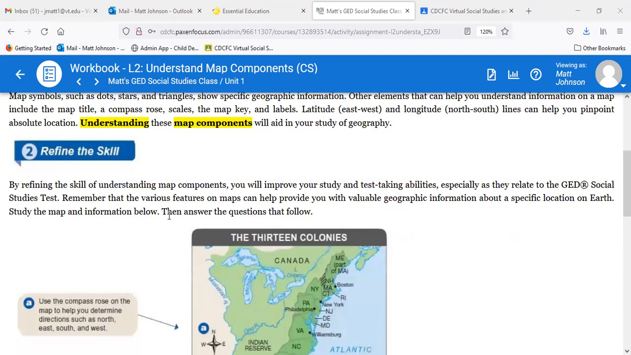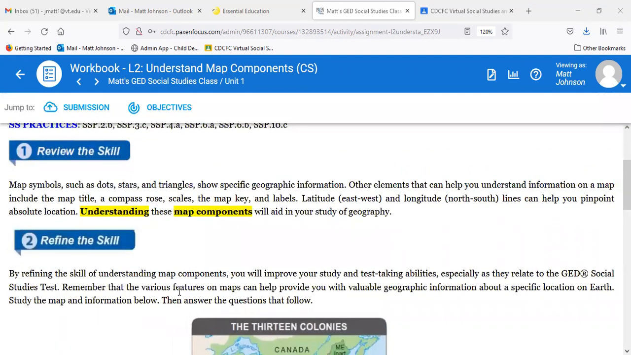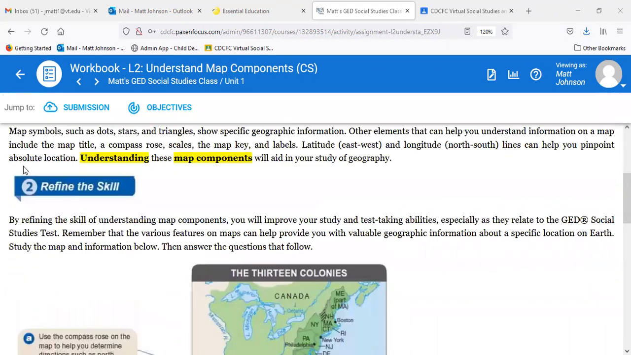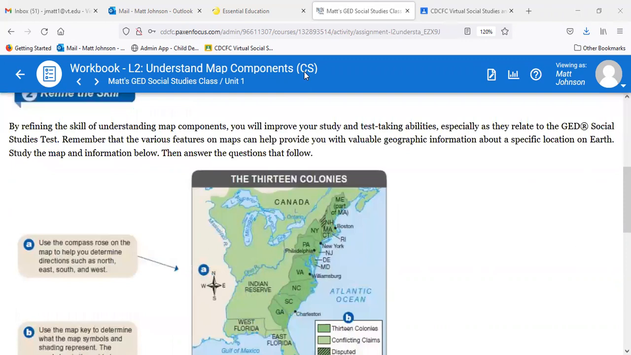All right. So here we're going to be looking at a map of the 13 colonies to start the quiz. By refining the skill of understanding map components, we're going to be able to improve our study and test taking abilities, especially those relating to the GED social studies test. So remember that the various features on the map can help provide you with valuable geographic information about specific locations on Earth. So we're going to take a look at the map now, and we'll have a few questions afterward.